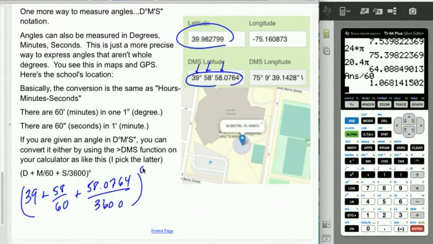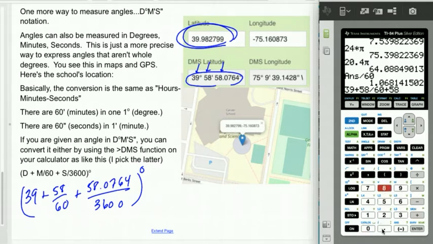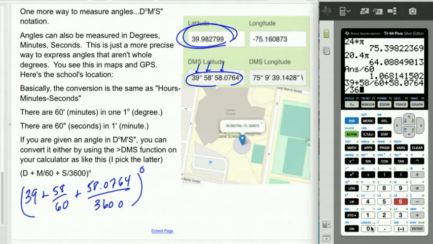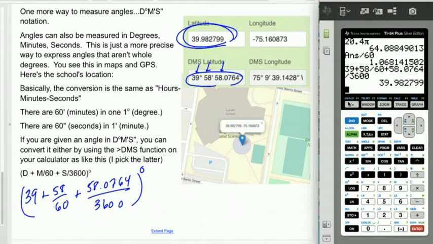And I'm going to go ahead and type that in, and you're going to see that that actually comes out to be this latitude. So if we did 39 plus 58 divided by 60, plus 58.0764 divided by the 3600, right? And there you go. Same answer. So just to show you, that's definitely an option. I was going to take a screenshot, but there's no reason because it's a video. You can pause.